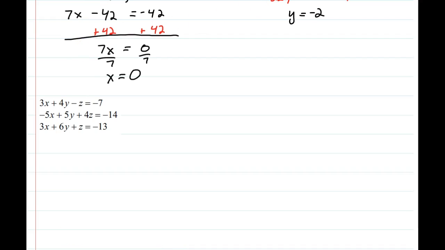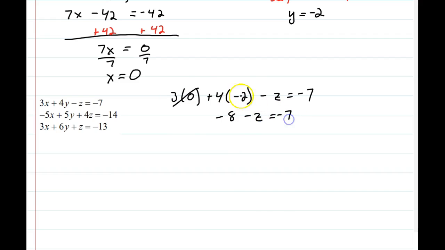Alright, so I know my x, I know my y, so to find my z I have to work with one of the original equations. So I think I'm going to use the top one. And so it's going to be 3 times 0 plus 4 times negative 2 minus z equals negative 7. So this goes away and becomes 0.